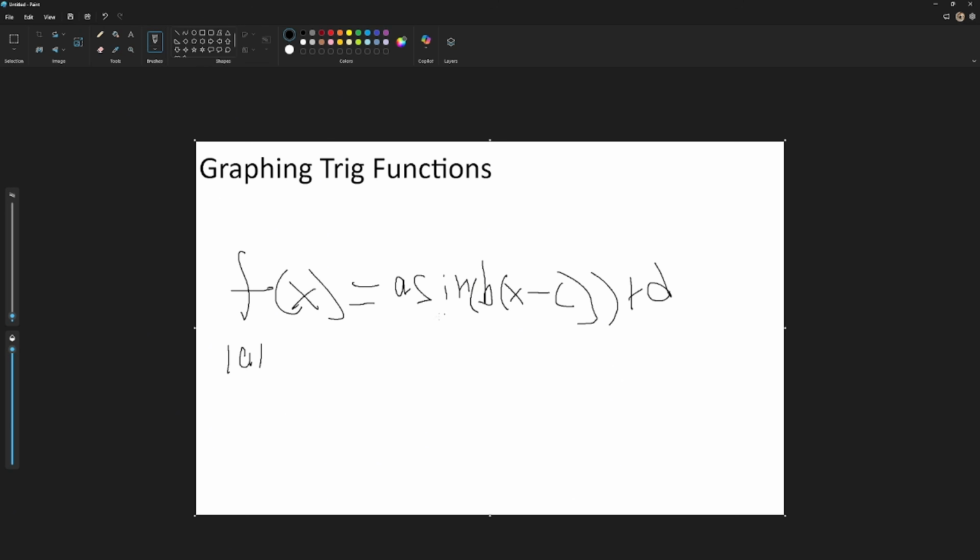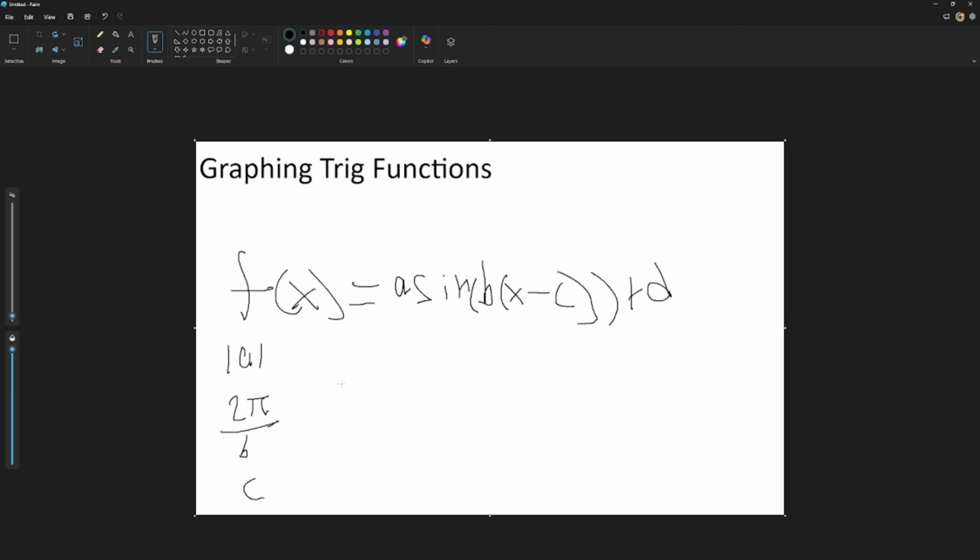The B value is just the B value in the function, but using the B value you can get the period by doing 2 pi over B to get the period of the function. Then C is the phase change, which is how much it moves left to right, and D is how much it moves up or down.